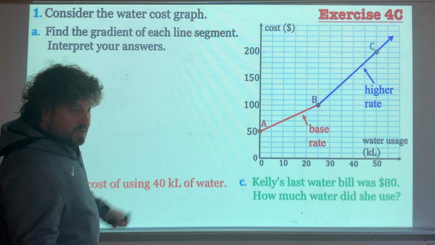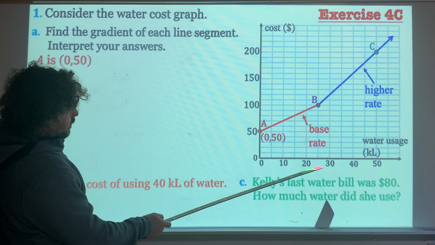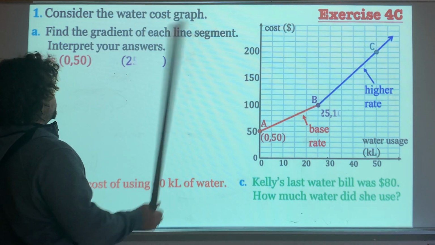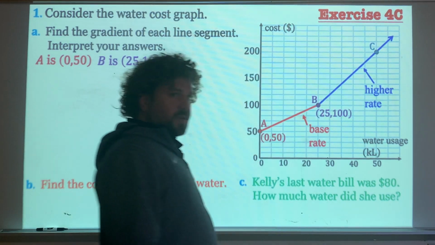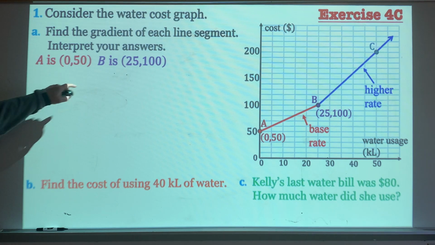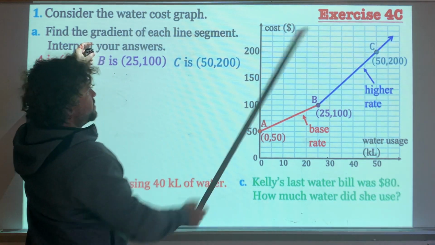So, first thing we're going to do is put some points down to find our gradient, because we have to use our slope formula. A right here is 0 over, 50 up. B right here is 25 over, 100 up. Sorry, angle got me. And C is 50 over, 200 up.